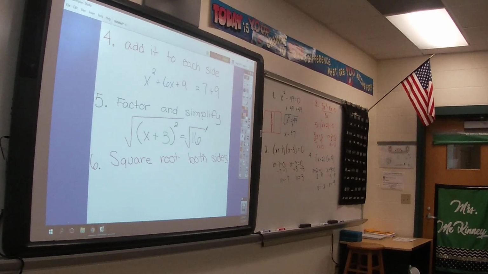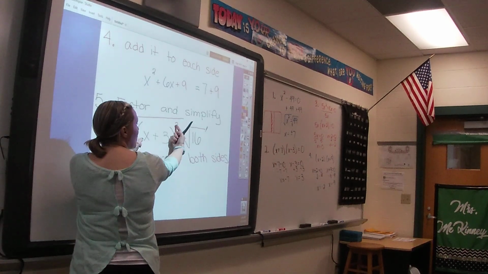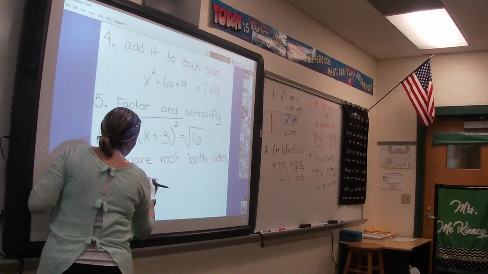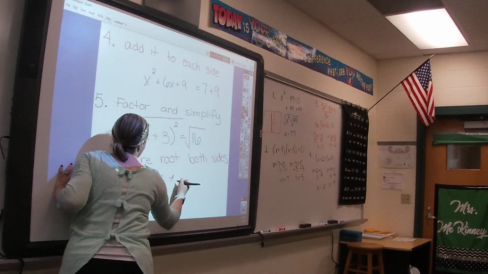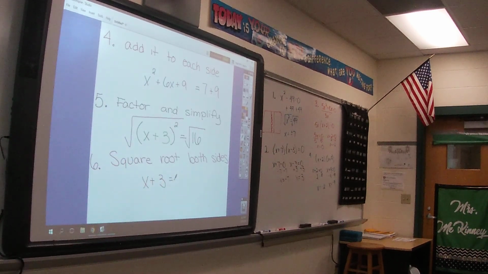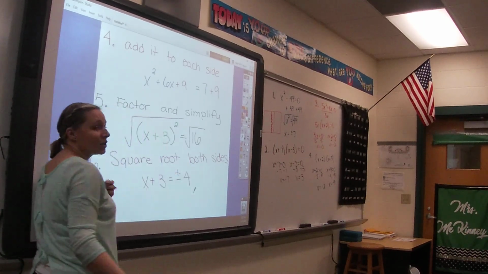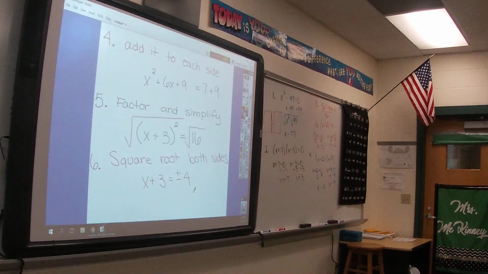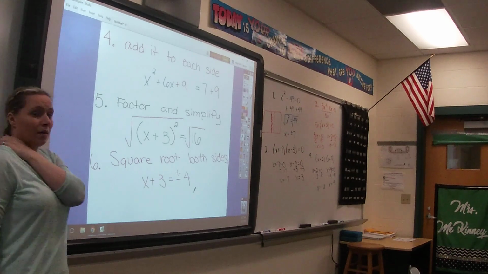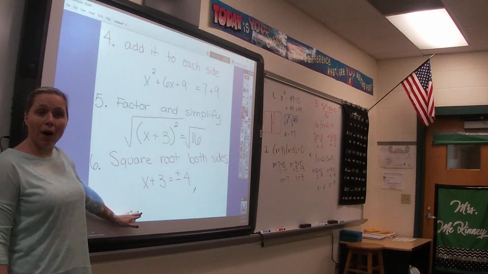What is the square root of x plus 3 squared? x plus 3, right? These two things just cancel each other out, and I'm left with x plus 3. What is the square root of 16? 4. What's the square root of 16? Plus or minus 4? We need both of them because we added the square root. It wasn't part of the problem, we added it. This is something we know how to solve.